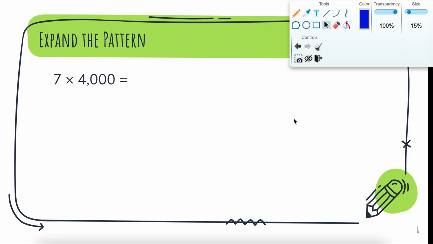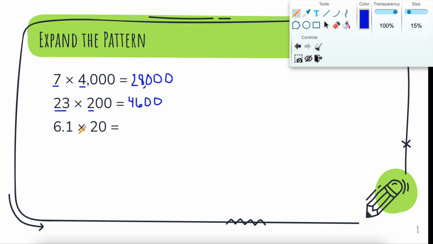Expanding that pattern just a little bit. What if one of my factors doesn't have a 1 in it? Well, we can still apply those same patterns. This time I'm just going to do 7 times 4, and I know that that is 28. And then I'm going to add on the 0. So 7 times 4,000 is 28,000. Again, 23 times 2. I know 23 times 2 is 46. And I have 2 zeros to add on, so it's 4,600.